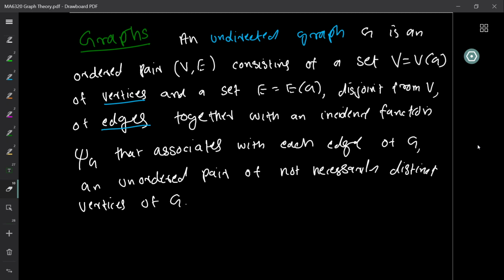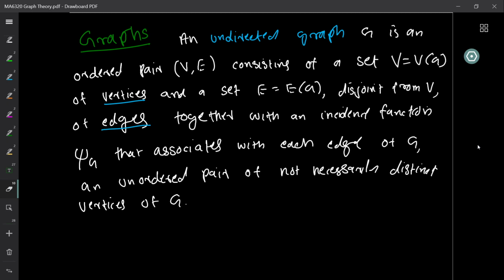E is disjoint from V, and then there is a function, called the incidence function, let's say psi of G, that maps each edge to an unordered pair of not necessarily distinct vertices of G. So what we are saying is that we have basically a set of objects called vertices, then a set of objects called edges, which are basically binary relations, and this binary relation is given by the incidence function.